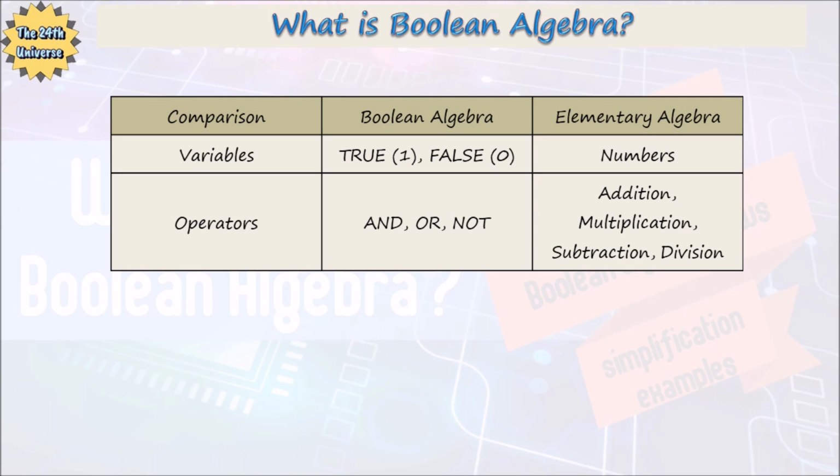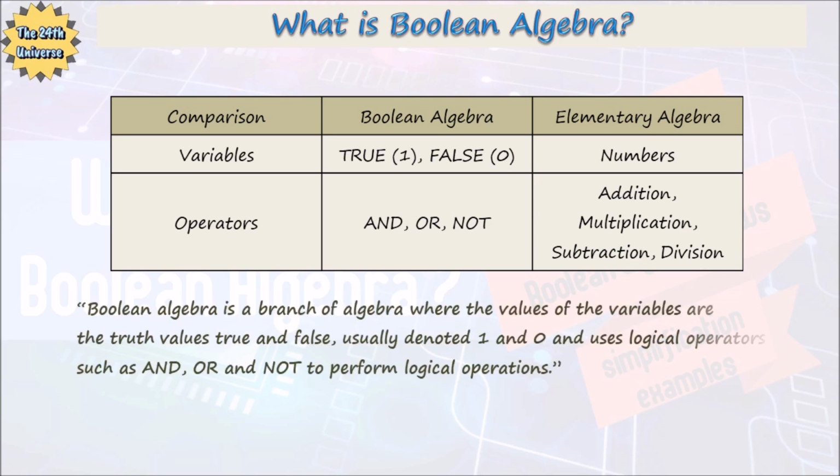Boolean algebra is therefore a formal way of describing logical operations in the same way that elementary algebra describes numerical operations. Therefore, we can define Boolean algebra as a branch of algebra where the values of the variables are the truth values true and false, usually denoted as 1 and 0, and uses logical operators such as AND, OR, and NOT operators to perform logical operations.